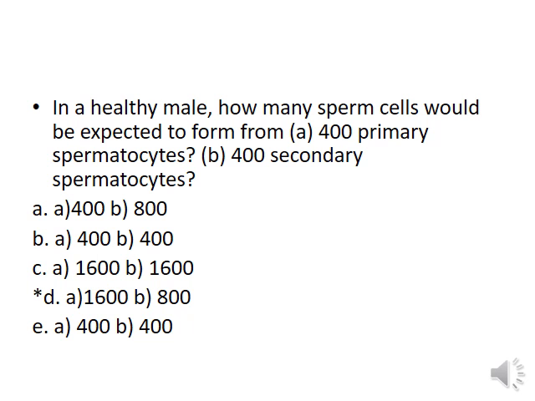In this next question, in a healthy male, how many sperm cells would be expected to form from 400 primary spermatocytes and 400 secondary spermatocytes? The answer is 1,600 for the first part and 800 for the second. If you go back and you look at meiosis and you look at meiotic division number 1 and number 2, you can see these answers.